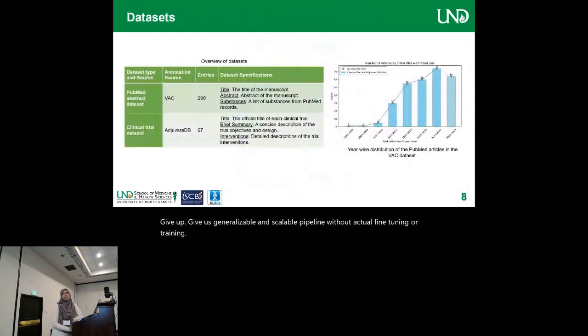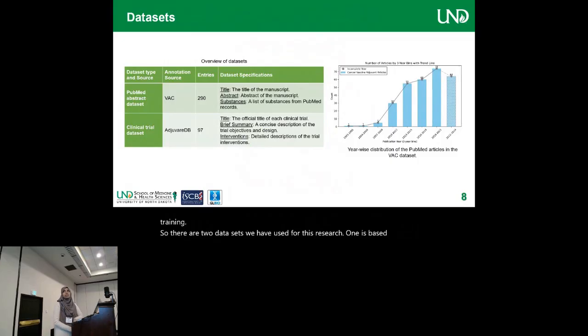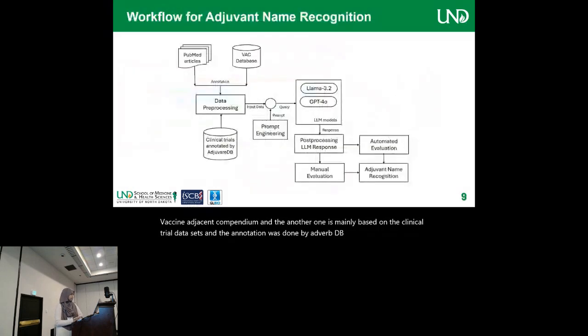So there are two datasets we have used for this research. One is based on the PubMed abstract database, and the annotation source we have used for this is the Vaccine Adjuvant Compendium. And the other one is mainly based on clinical trial datasets, and the annotation was done by the AdjuvaDB team.